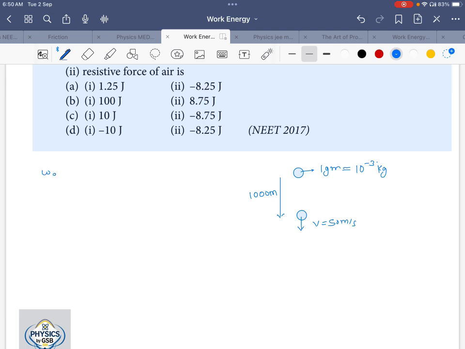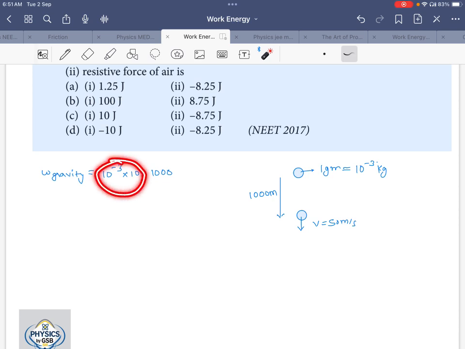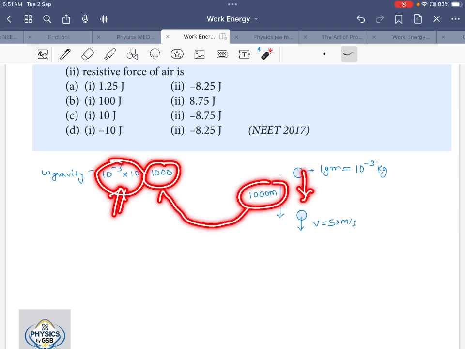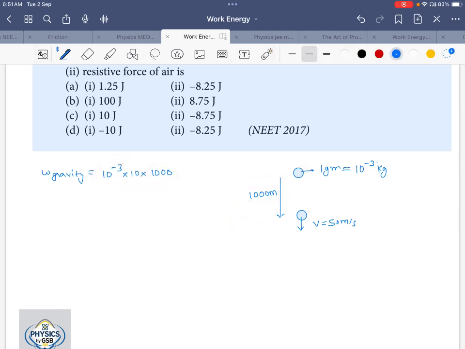So work done by gravity is straightforward. We know gravitational force is mg, and it is acting in the downward direction. And what is that force? Instead of m, I am writing 10 to the power minus 3, and the value of g is 10. So this is mg, the gravitational force, and it is acting in the downward direction throughout a distance of 1000 meters. So it comes out to be 10 joules. So work done by gravity is 10 joules.